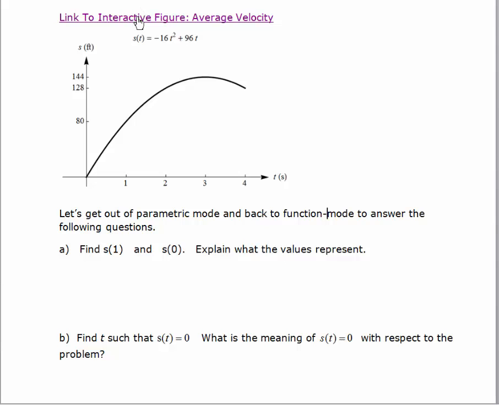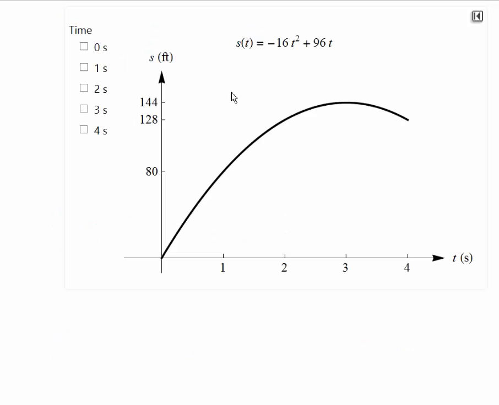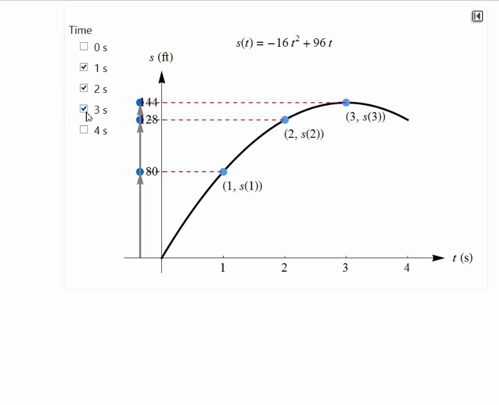If I just click on the interactive figure, this gives you a nice visual. You can get a visual of what's happening with the ball with respect to the position function. If I click on 1, it'll give me 1, and it'll also give me s sub 1. So after 1 second, the ball is 80 feet in the air, or the rock, excuse me. After 2 seconds, s sub 2 is our y coordinate, that's 128, so that'd be 128 feet in the air. After 3 seconds, you can see, after 4 seconds, the ball starts to come down.